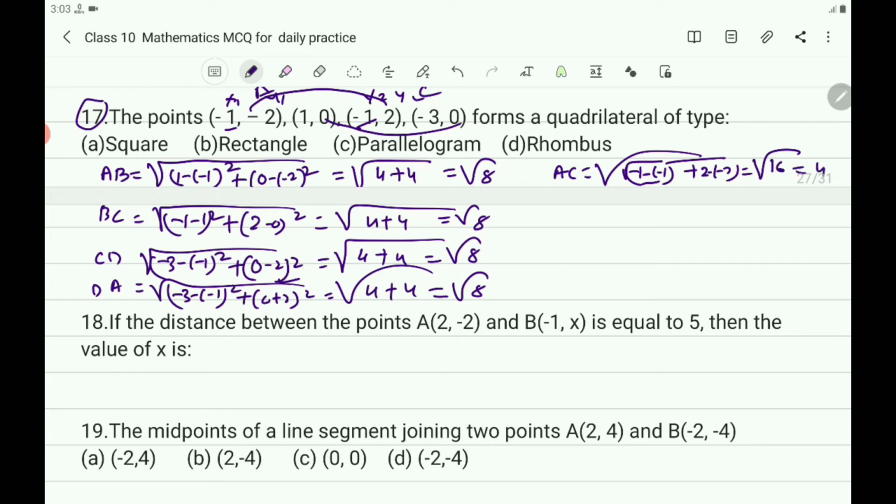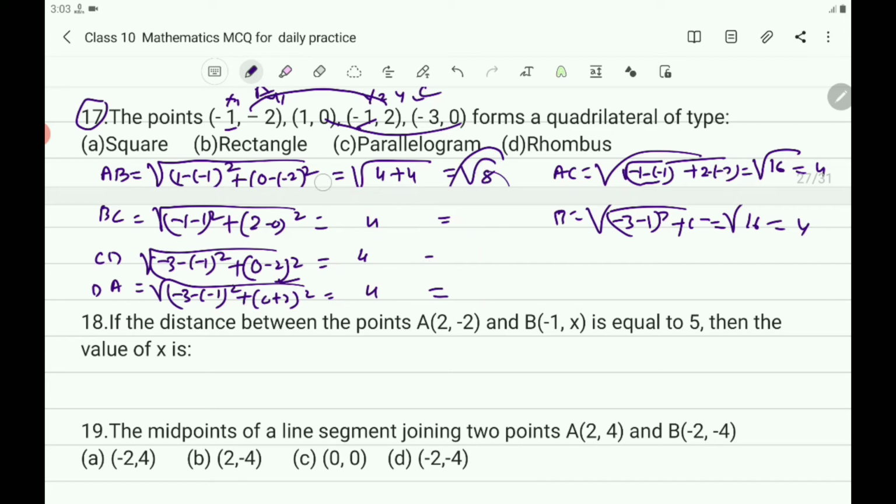Next you find BD. Here BD, minus 3 minus 1 whole square plus 0 minus 0, 0. Again you got root 16, that is also 4. Here all the four sides are equal and diagonals are equal. So what you can have here, all the four sides are equal. You got root 8, root 8, root 8, root 8. Diagonals are 4, 4 you got.